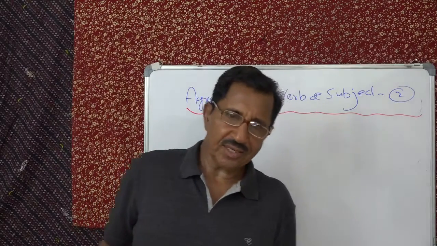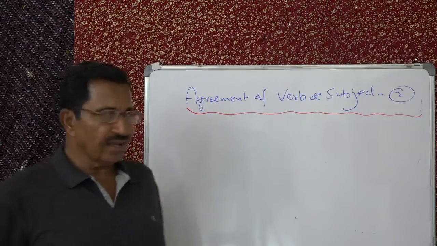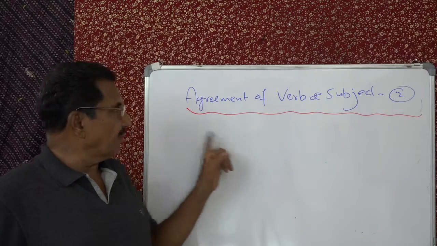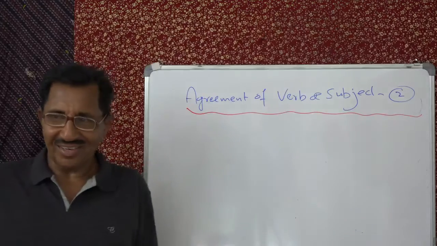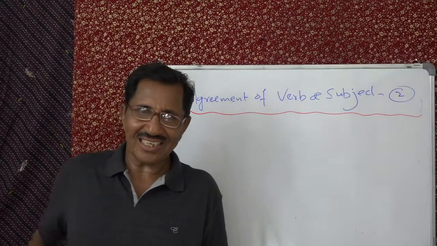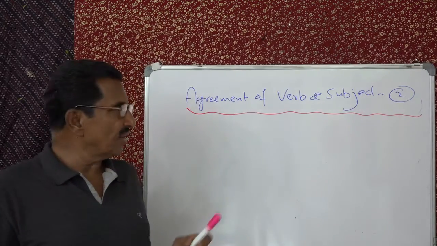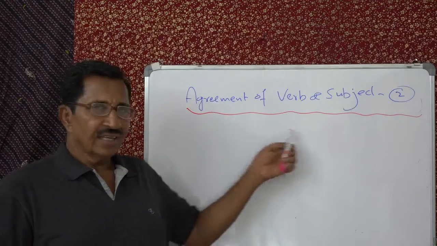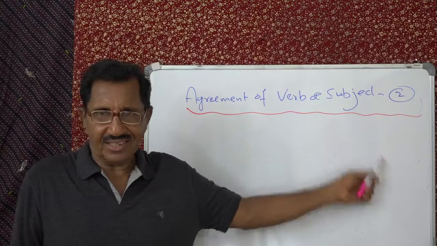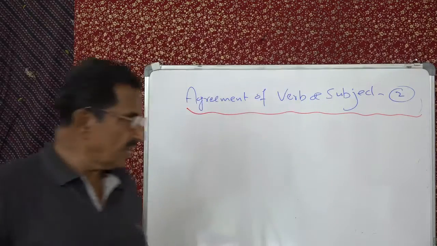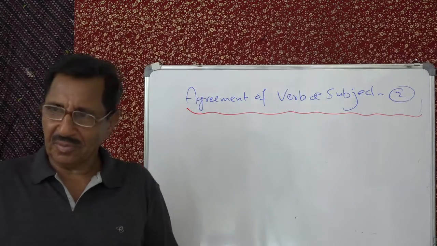Yesterday I promised you that we will be continuing the discussion on agreement of verb and subject. There should be an agreement. Not a literal agreement, but I told you yesterday what that means. That means if the subject is singular, the verb should be singular. That's all. Understand? Now, you have one or two more points about this.